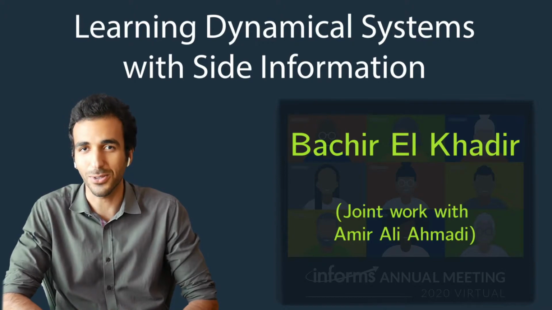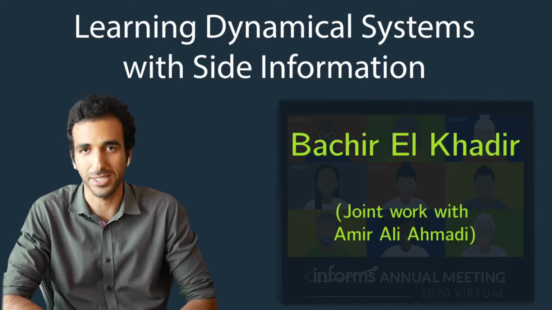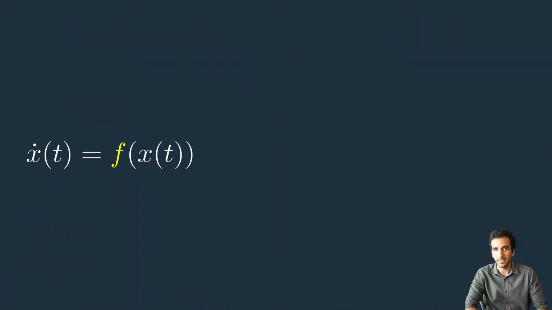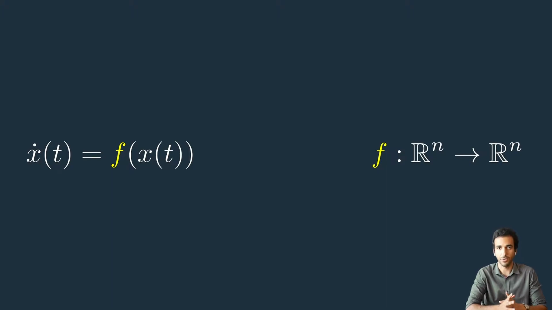Today I want to talk to you about learning dynamical systems with side information. So let me tell you what that's all about. Consider a continuous time autonomous dynamical system given by the equation x dot equals f of x. F here is a function from Rn to Rn and is called a vector field.